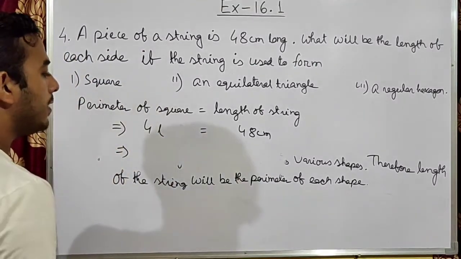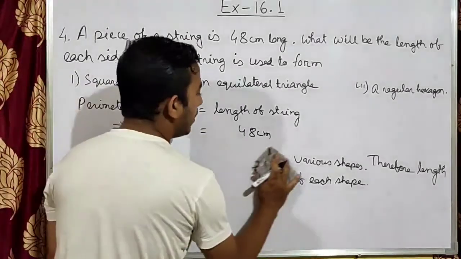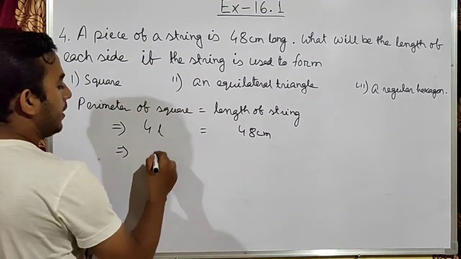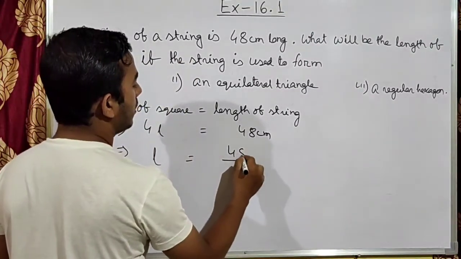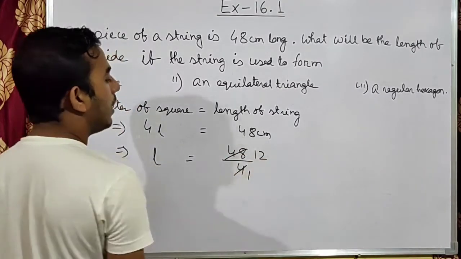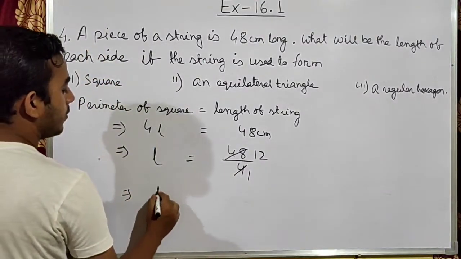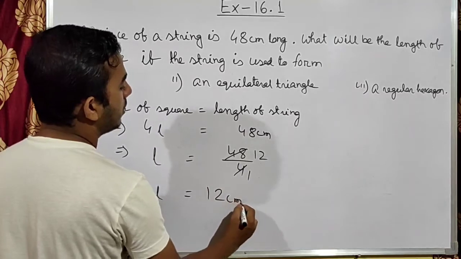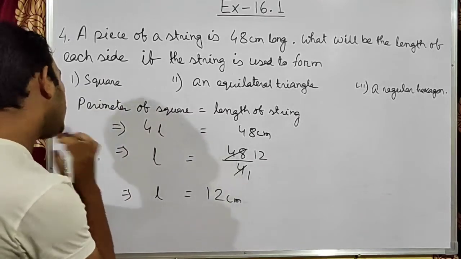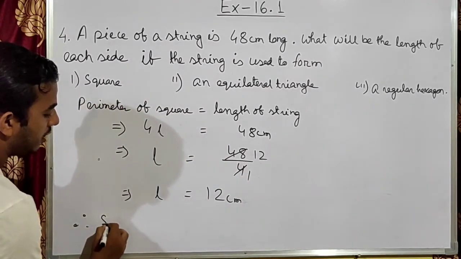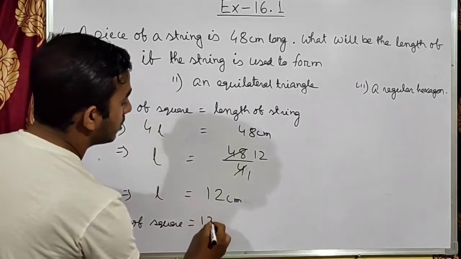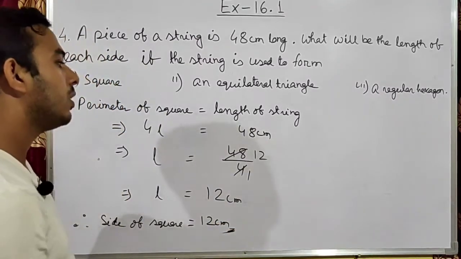So this 4 is multiplied with L. So when we change the side, it will be divide. So we write L equals 48 upon 4. Now 4 1 4, 4 1 2. Clear? So L equals how much? 12 centimeter. Clear? L means what? Side of the square. So we'll write therefore side of square equals 12 centimeter. Clear?